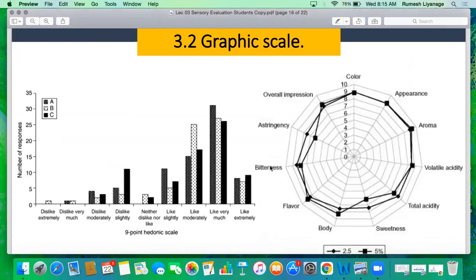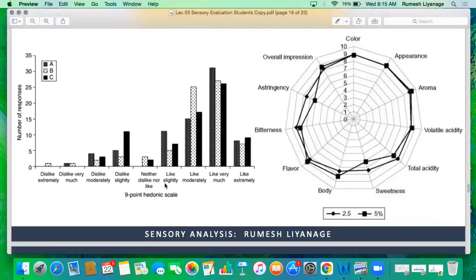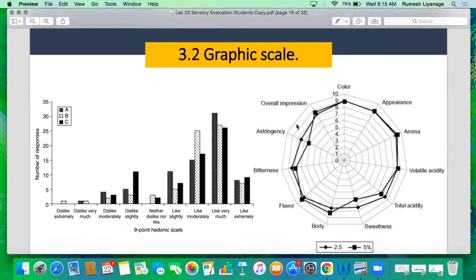At graphical scale, 9-point hedonic scale, you can see the hedonic scale on the x-axis and the number of responses on the y-axis. And ABC, what are the ABC? Here not mentioned. So you can create such a graph or a web diagram. You can easily design this web diagram using Excel. I will share how to do it. And please remember the method to create it.